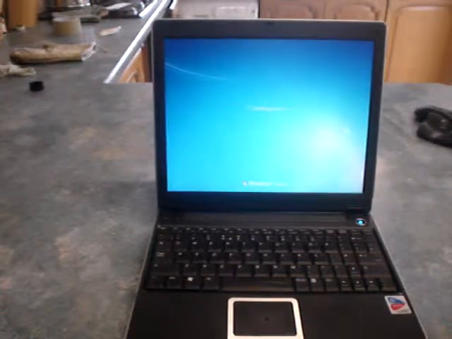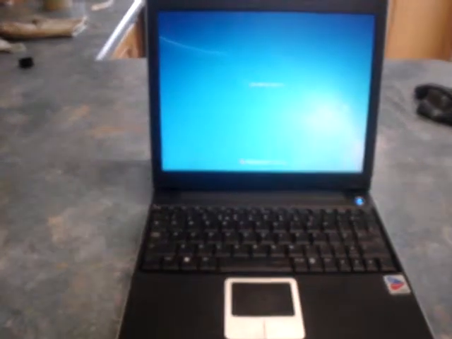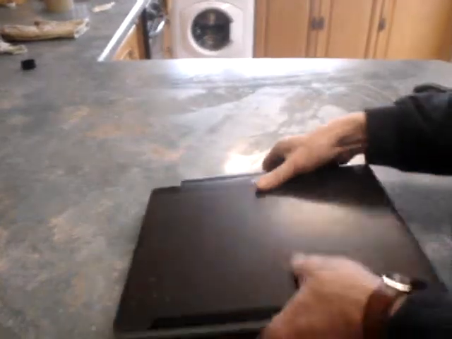I won't tell you what's wrong. Let's just see if anyone can pick up why I'm not selling it, apart from the fact that the battery keeps coming out. Okay, that's now off. So I shut the laptop down, turn it over.